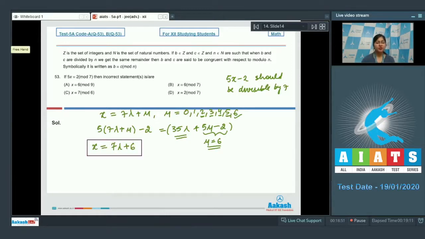Now from the given options we have to find the incorrect statement. See, x is of this format, which means that when we divide x by 7, we will get the remainder 6. This is the only thing that we can say. So from the given options we can see what is the correct answer. The correct answer is given in option number B. Here it is given that when x is divided by 7, we get remainder 6. So option number B is correct, and all the other ones are incorrect. So our answer is A, C and D.